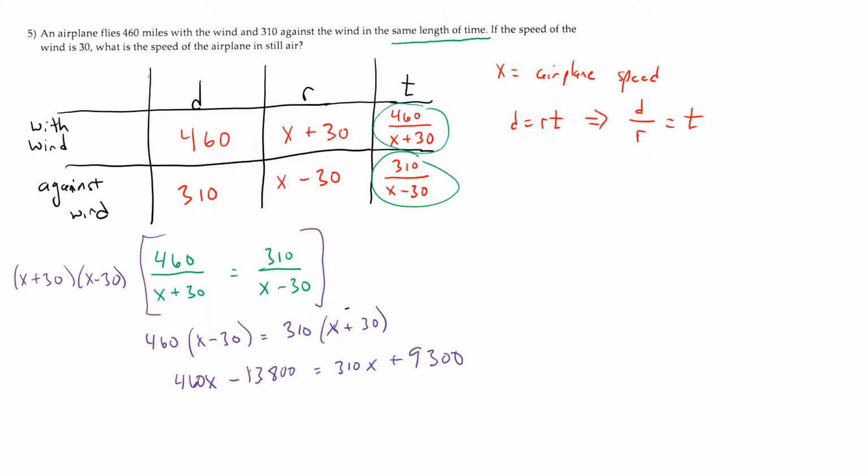If I subtract 310x from the 460x, that would be 150x. And then I'm going to add 13,800 to both sides. Let's see, 9,300 plus 13,800. So with the help of my calculator, I see it's 23,100. And now we just divide. So 23,100 divided by 150 looks like it's 154. So there we have the speed of the airplane, 154 miles per hour.